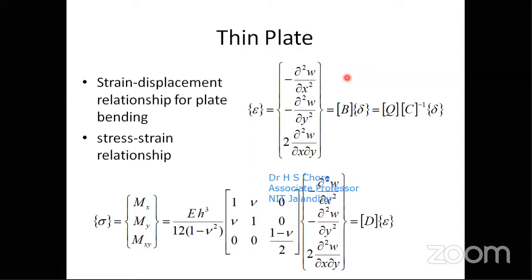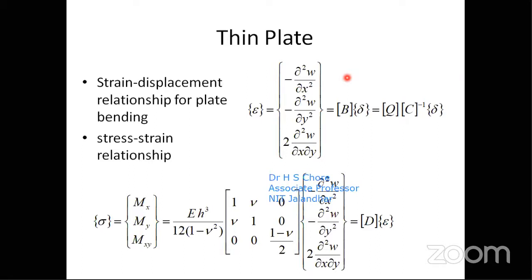Now, similarly as in the case of beam, here also the strains are considered to be the curvatures about the x-axis, y-axis, and xy. Okay, so we can take these as equivalent strains here, three curvatures, and with that, we can relate them with the nodal displacement vector. It is written as B into delta, which is equal to Q into C inverse delta.